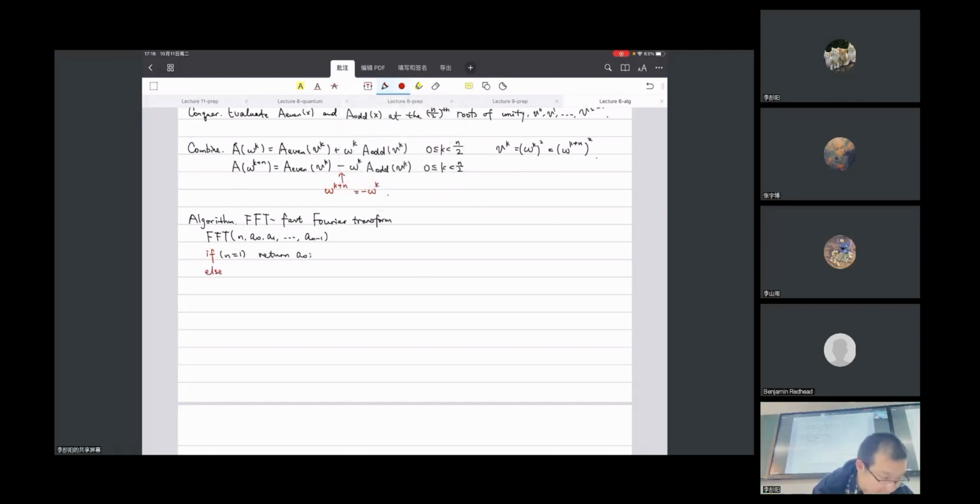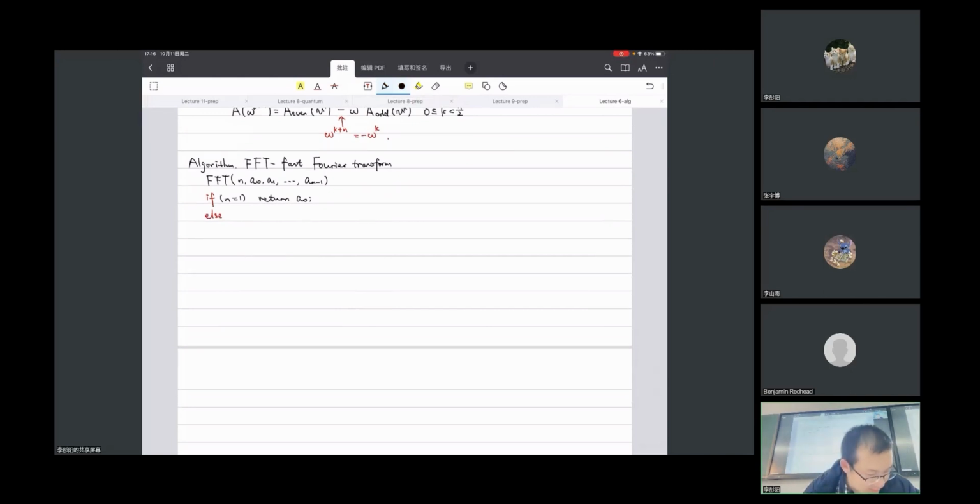Furthermore, else, we just call this FFT recursively. Assume that, for instance, for the odd part, we have these values d0, d1, up to d of n over 2 minus 1. Assume these are the outputs from the odd part, where the odd part is a1, a3, and so on. Similarly, we can also recursively call the even part, FFT n over 2 of a0, a2, until a n minus 2. Those are our recursive calls. And then for k equals 0 to n over 2 minus 1.